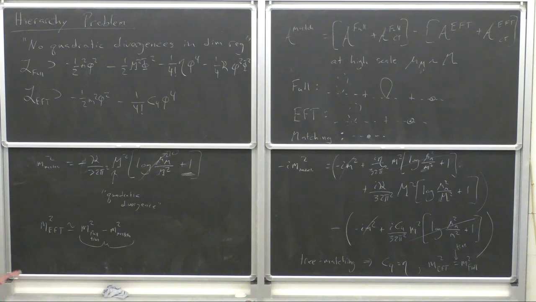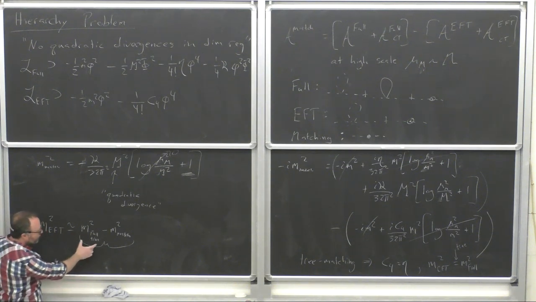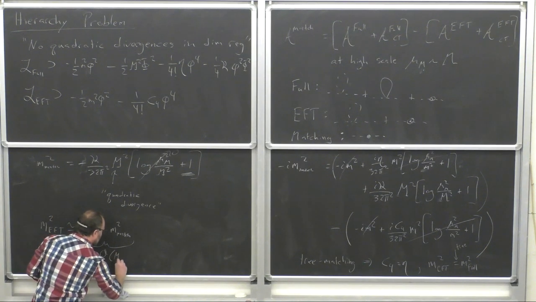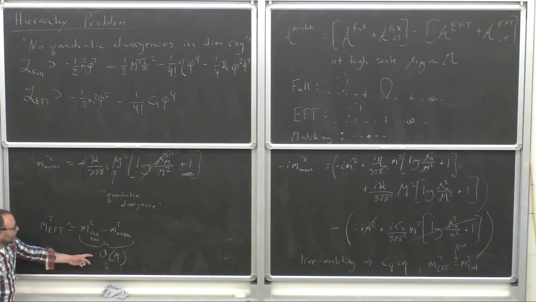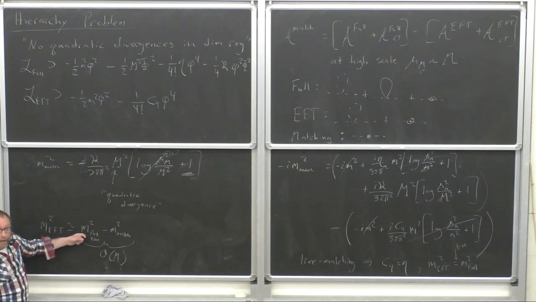I can rewrite this if I need to, I can dress this with orders, because that's really the point. This is all going to be of order capital M, right? Because this contribution is of order capital M. So this is the one loop, this is the tree, okay?